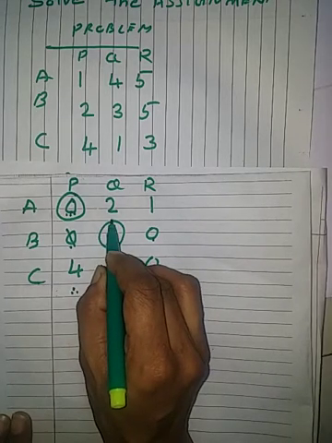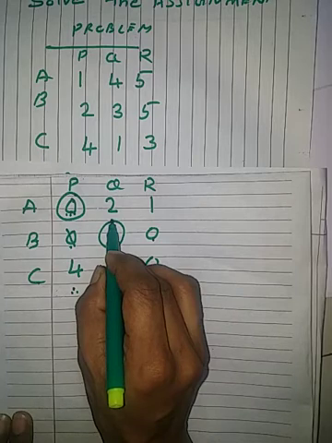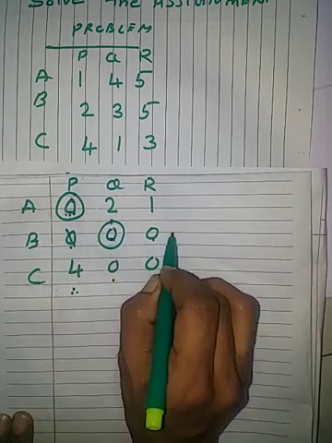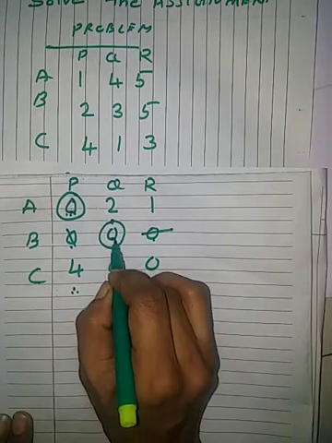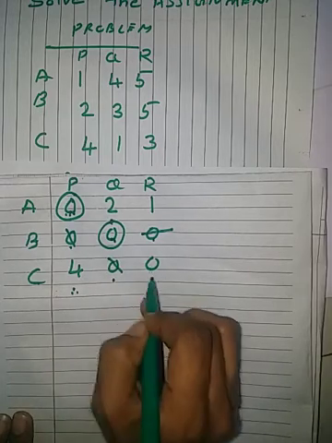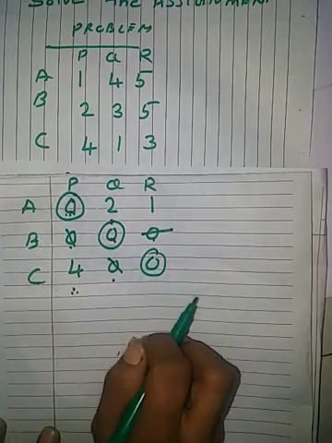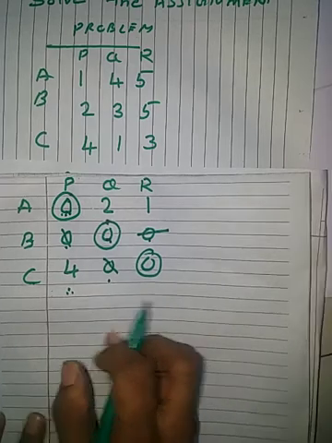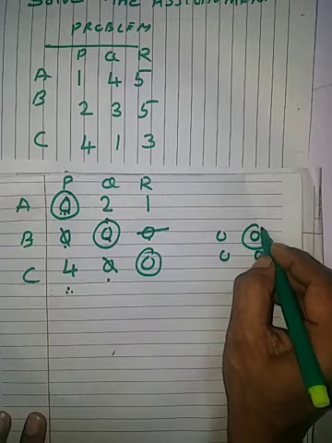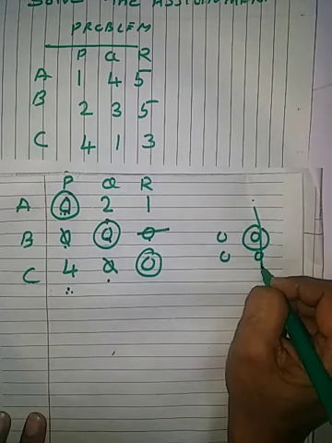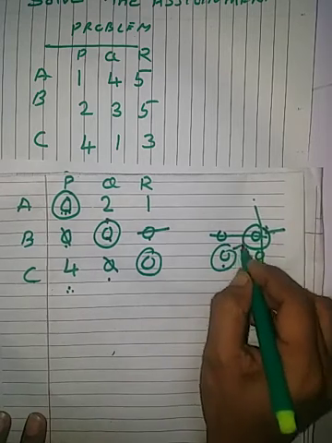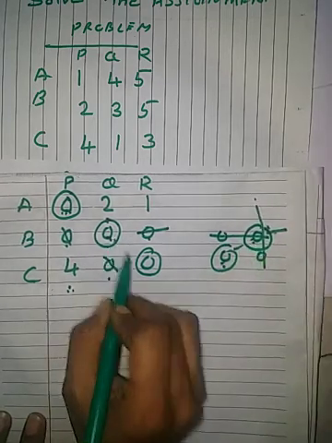Then you cut all zeros from the corresponding rows and columns. This 0 belongs to this row. Cut the 0. This 0 belongs to this column. Cut the 0. Select the remaining 0. Now your allocation is over. Wherever you are getting parallel zeros, select any 1 zero, cut all zeros from the column, cut all zeros from the row. So this is remaining and this is remaining. So select these 2.